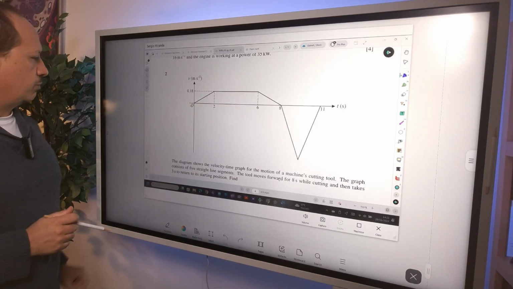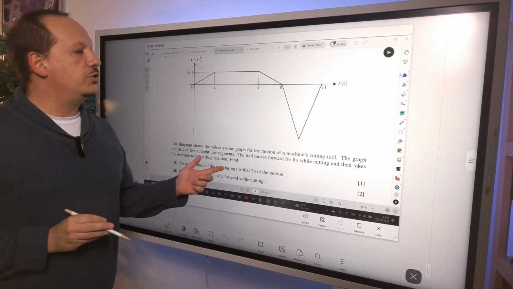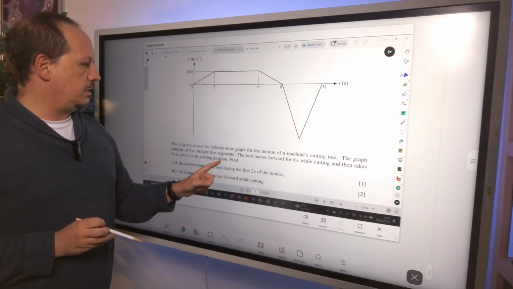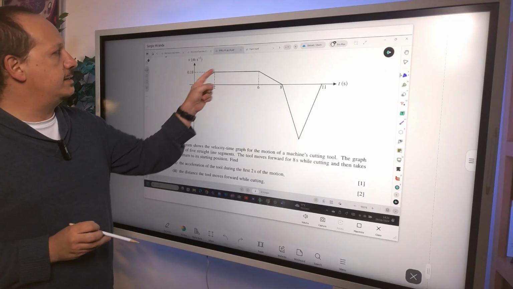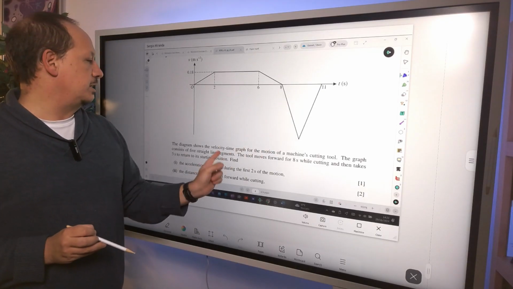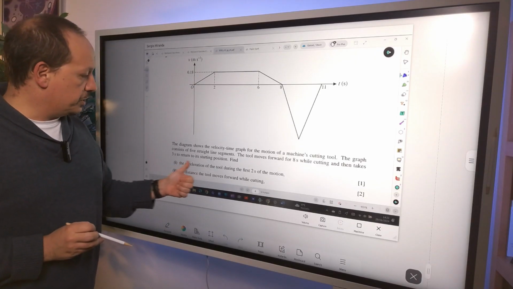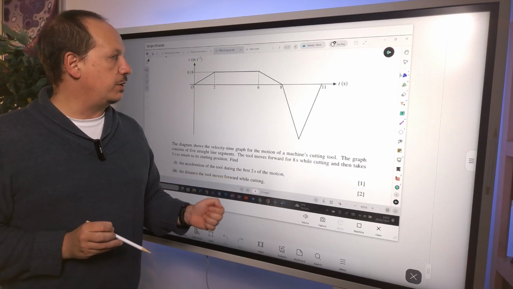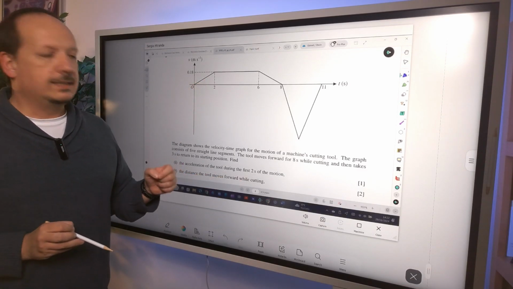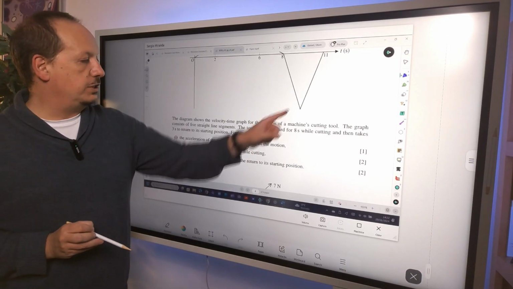You have this graph, and it says the diagram shows the velocity time graph for the motion of a machine's cutting tool. The graph consists of 5 straight line segments. The tool moves forward for 8 seconds while cutting and then takes 3 seconds to return to its starting position. Find, first, the acceleration of the tool during the first 2 seconds of the motion, over here, and then the distance the tool moves forward while cutting, and then, 3, the greatest speed of the tool during the return to its starting position.